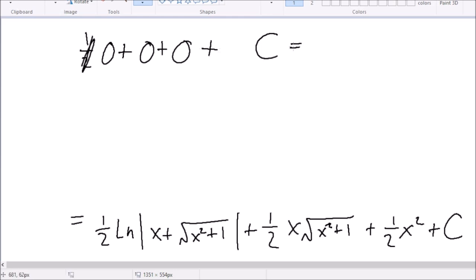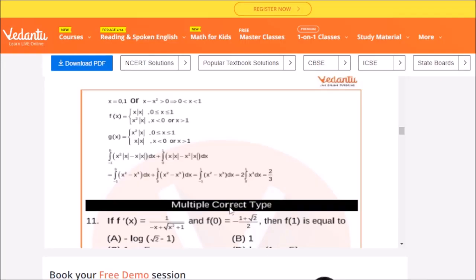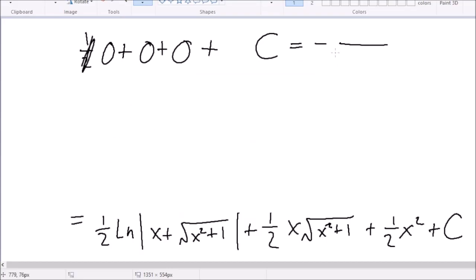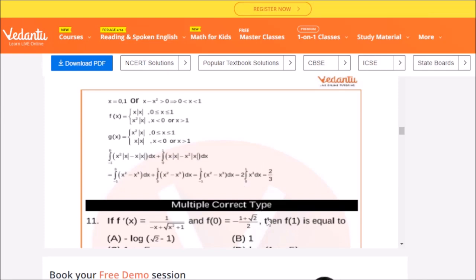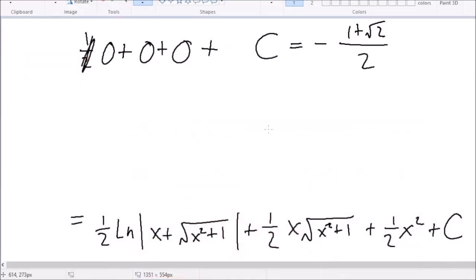Oh, wow. So c is, I'm so done. So c is equal to negative that: 1 plus root 2 over 2. Okay, I guess. Well, in that case, f of 1 equals, this is root, oh god. Well, this is a long answer.